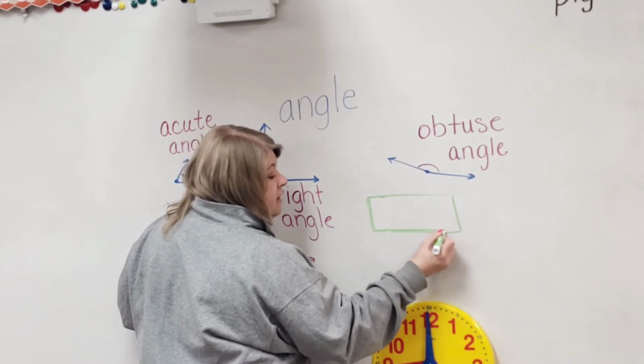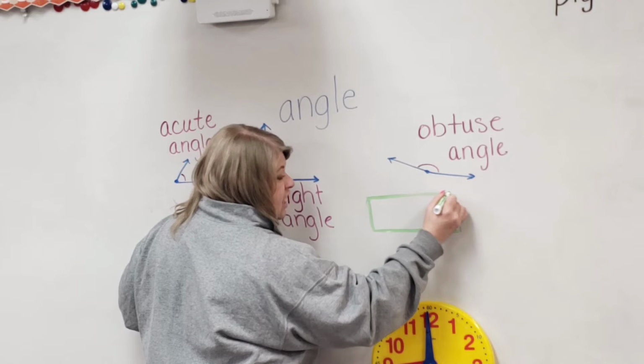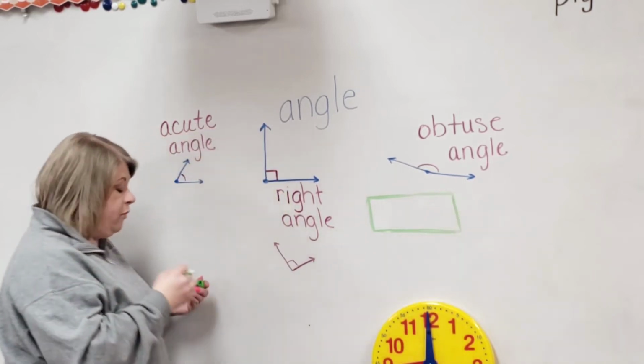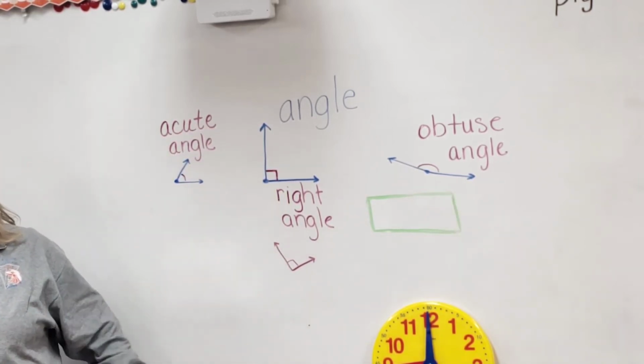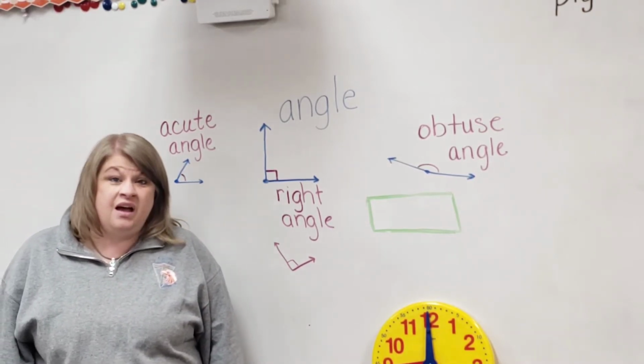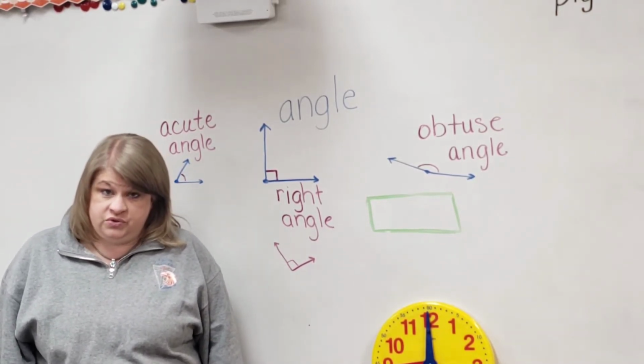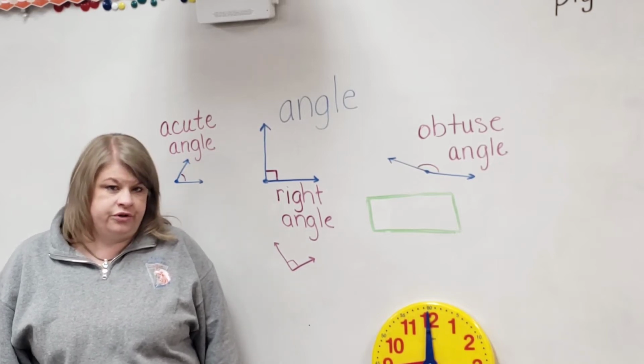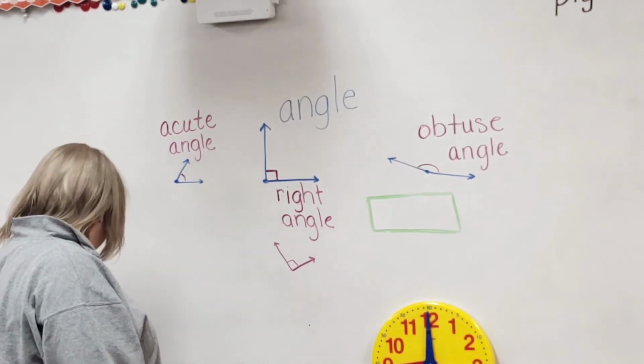Can you count how many angles you see on your shape? For number one, look at your book. How many angles do you see? Can I give you a clue? How many corners do you see? The angles are the corners. That might be a little easier, isn't it?